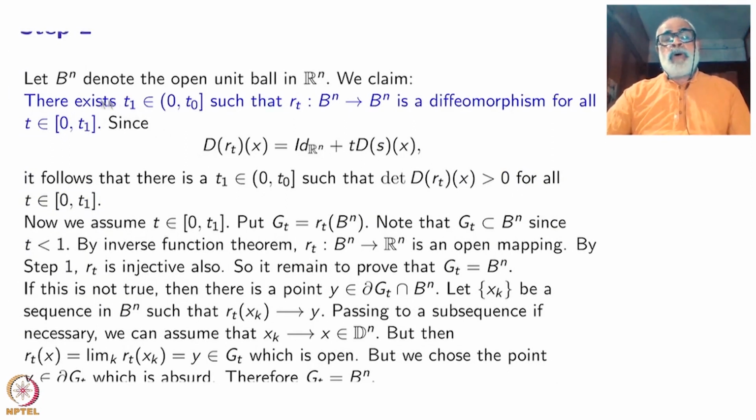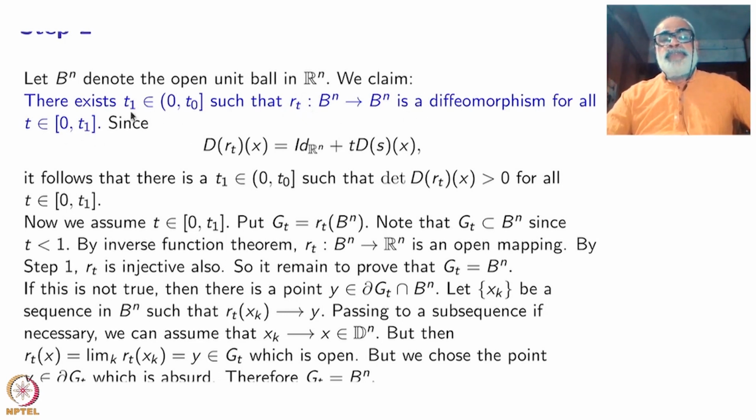As before, Bn denotes the open unit ball inside Rn. We claim that there exists a T1, now another constant, between 0 and t naught, again a positive constant I want, less than or equal to T naught. We don't want to go out of T naught. Such that this function Rt from Bn to Bn on the open disk is a diffeomorphism for all t belonging to (0, T1). So this is a claim now. There is such a T1. It may not happen for all of them.